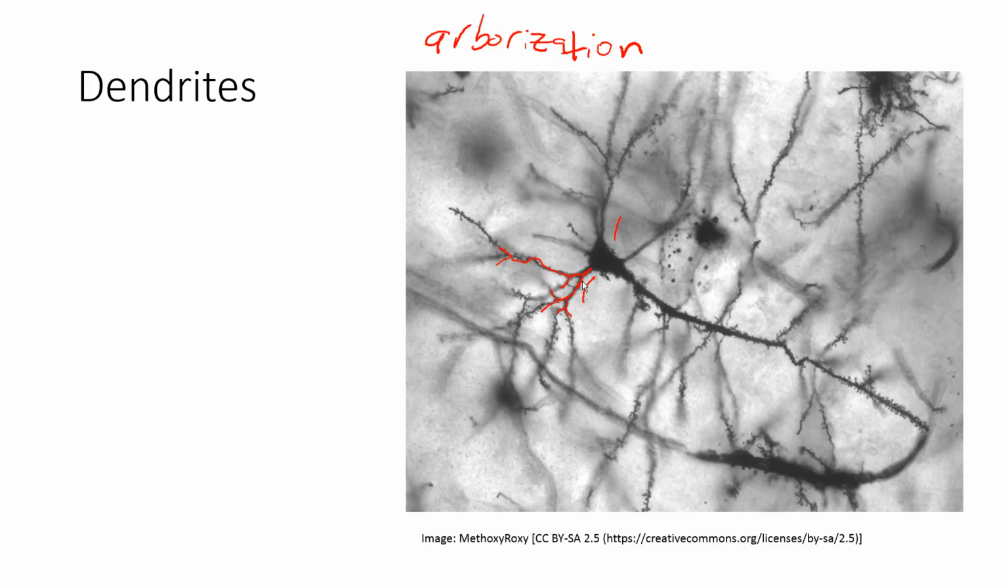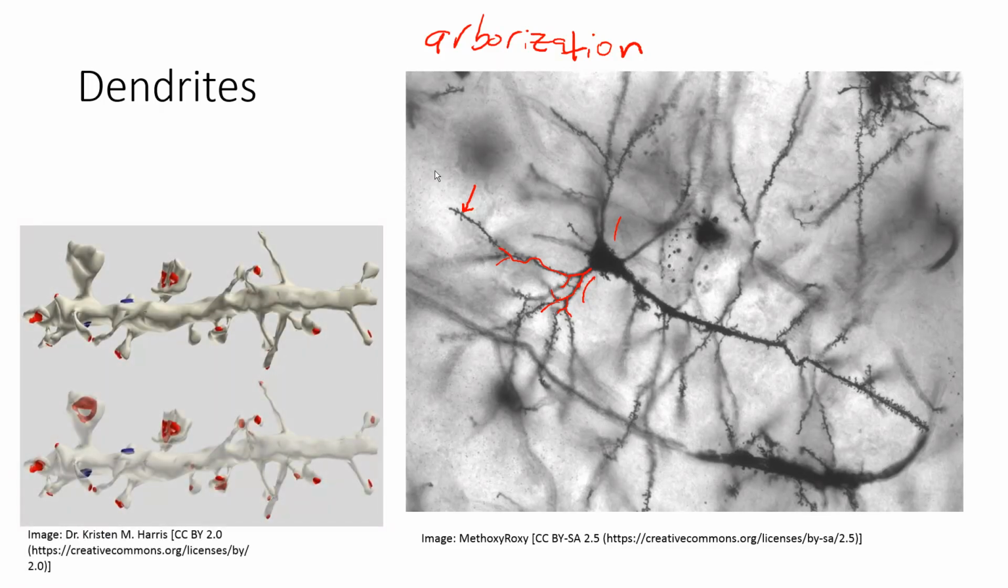And one of the things you'll notice is that as arborization proceeds, the dendrite gets thinner and thinner and thinner. So the more branching that happens, the more narrow the diameter of the dendrite as we get further away. You probably can also tell, even from this light micrograph, that this dendrite is covered in numerous spines.